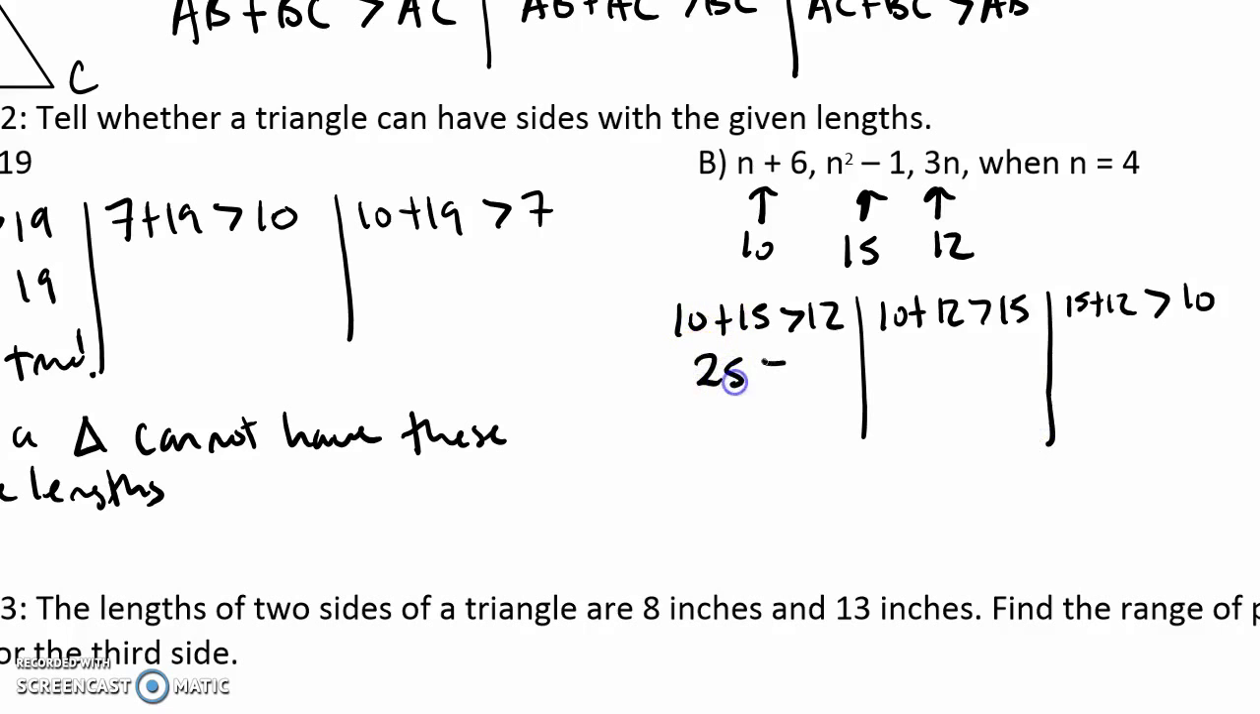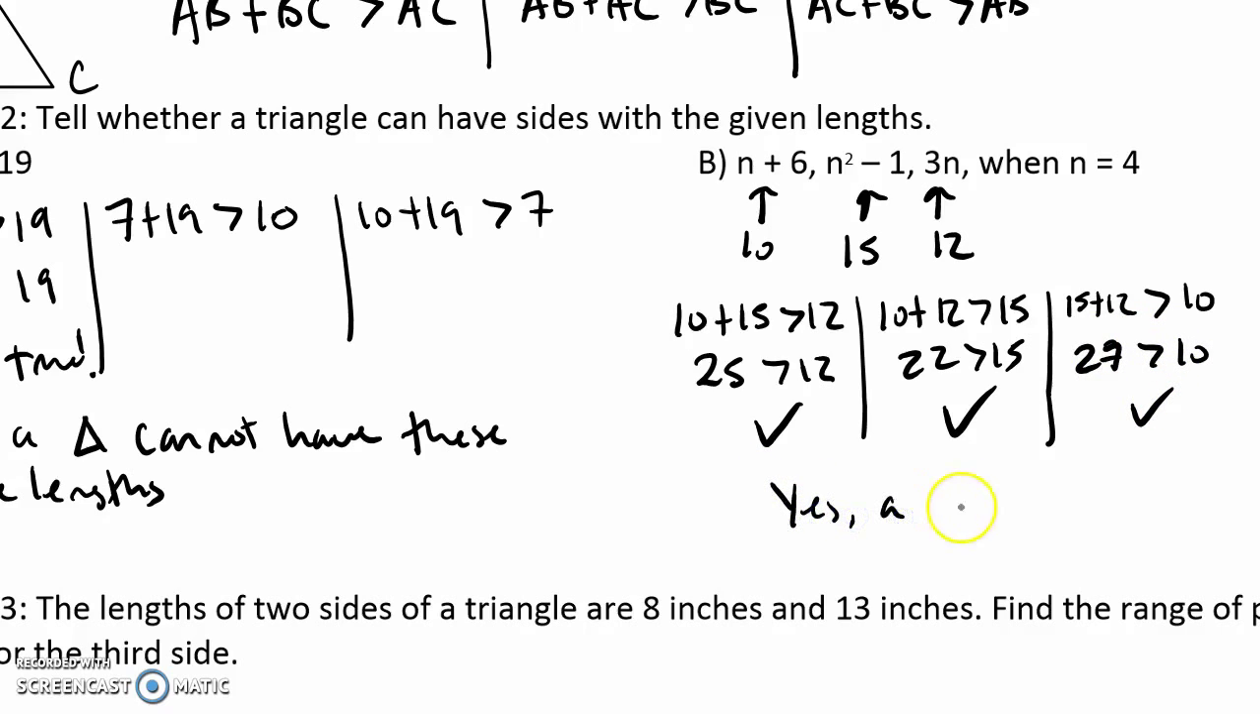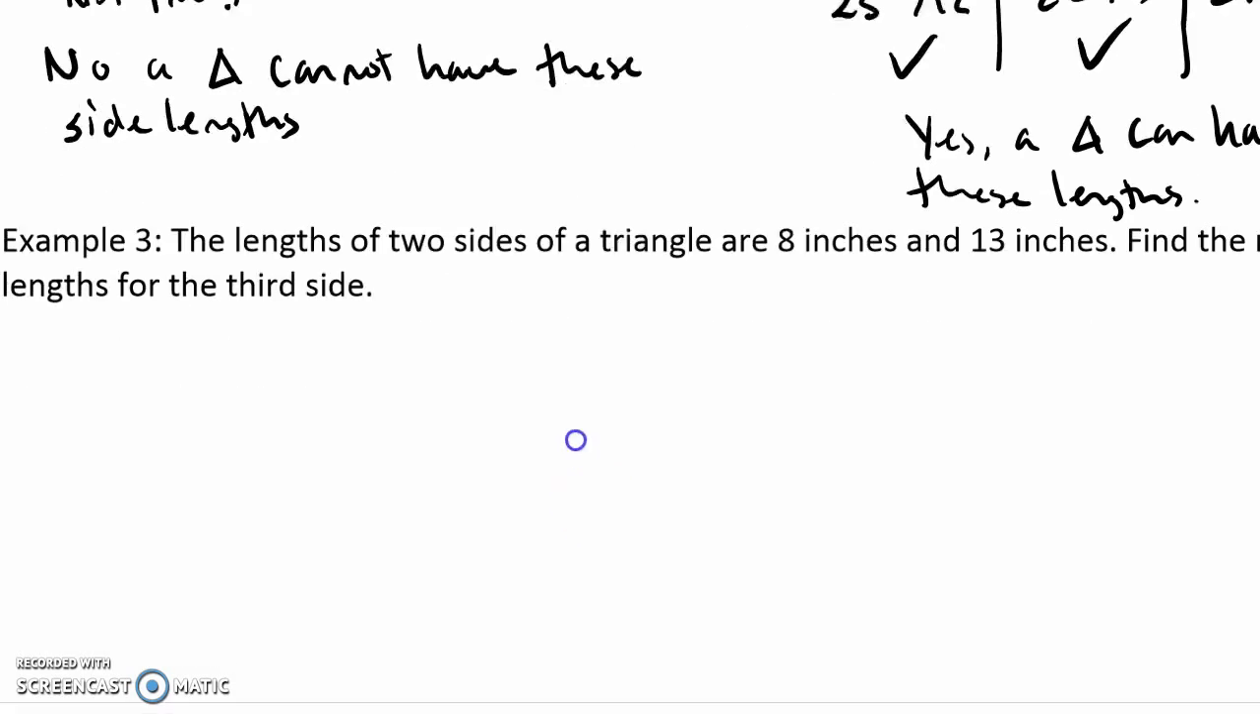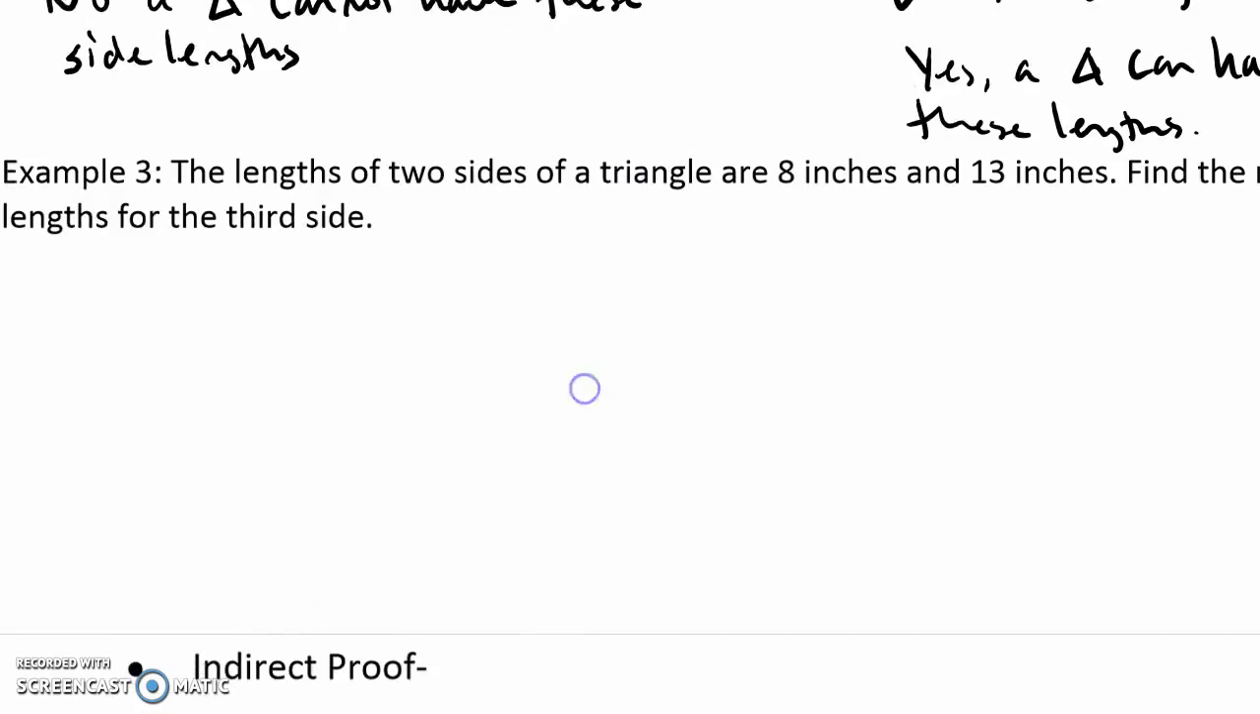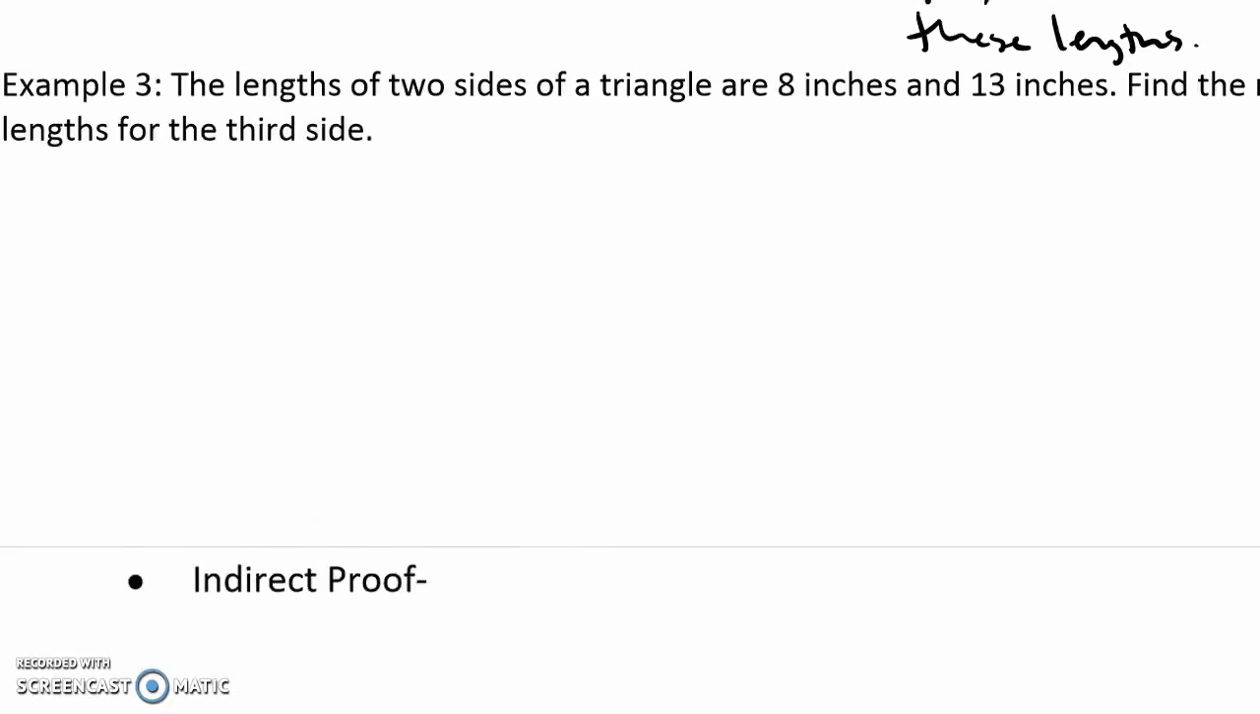So we've got 25 is greater than 12. Awesome. 22 is greater than 15. Awesome. 27 greater than 10. Definitely true. So yes, a triangle can have these lengths. Okay? So let's do one more example, and then we'll stop here and we'll do indirect proofs in class.